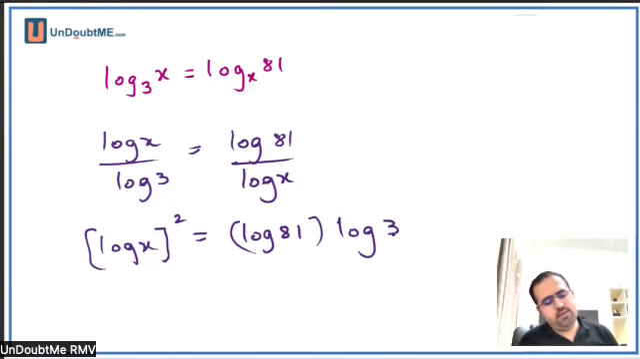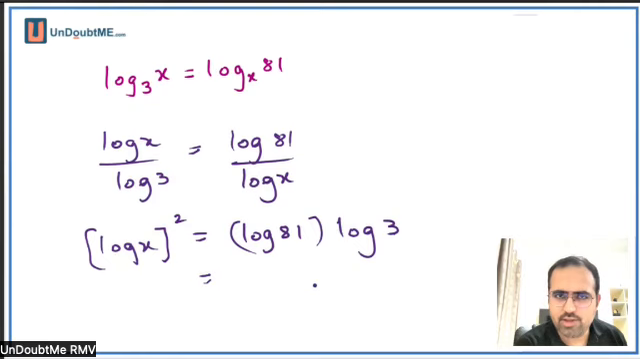Okay, now this log of 81 can also be written as 3 to the power 4. Okay, 3 to the power 4. And now I will use my power. What is my power? That I can take any base of my choice. So which base am I taking? I'm taking 3 as the base of the log.